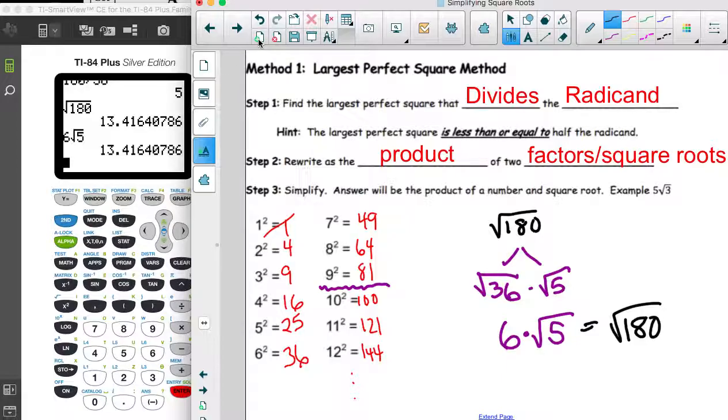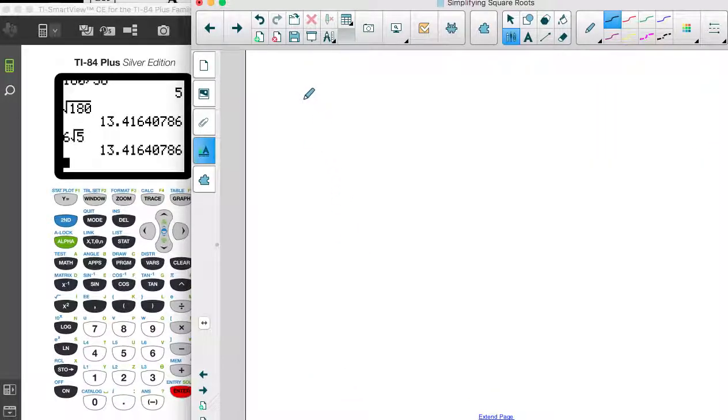So I'm going to give you another example. Let's do the square root of 128. And again, we need to know our list. So pause the video, try it, see if you get the same answer as I do.